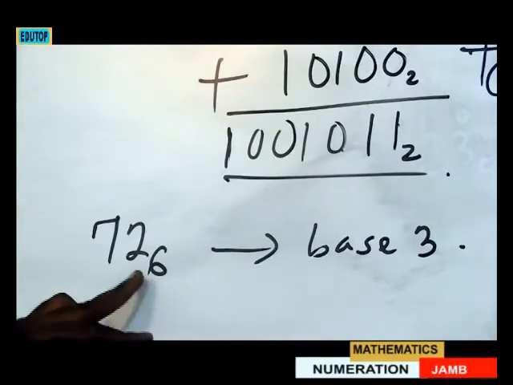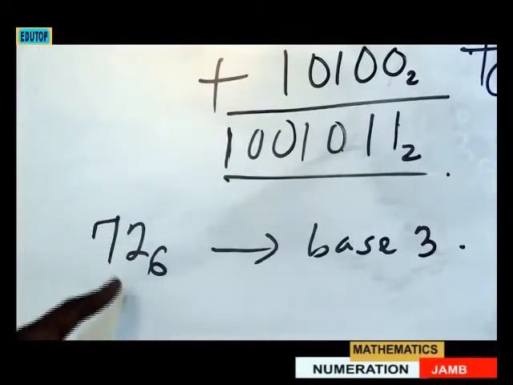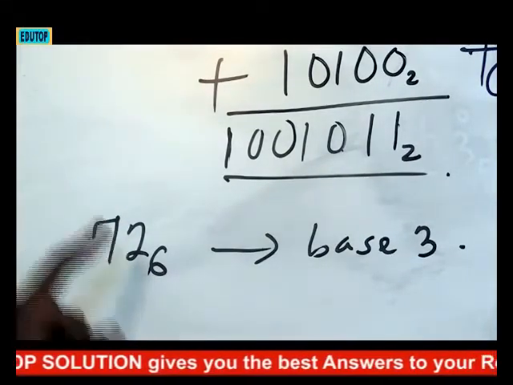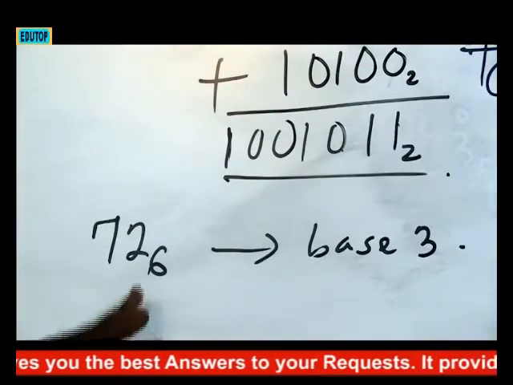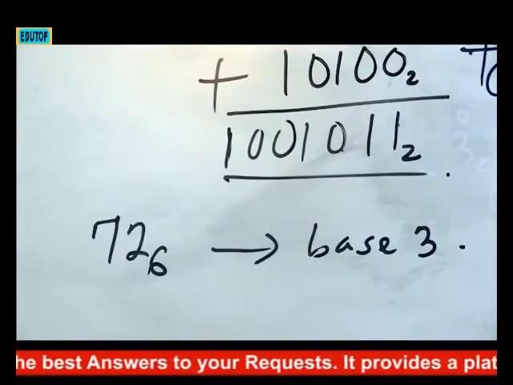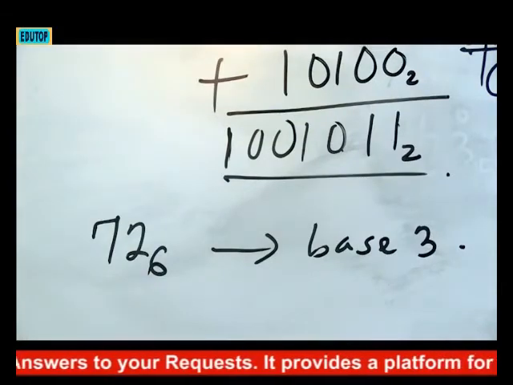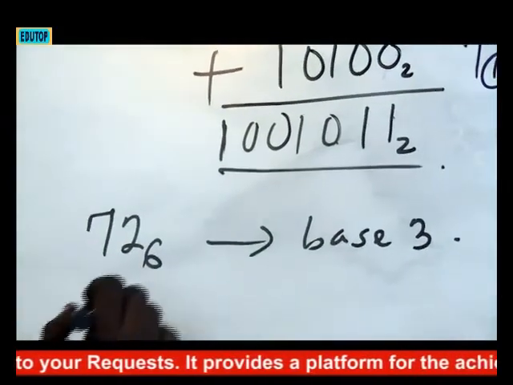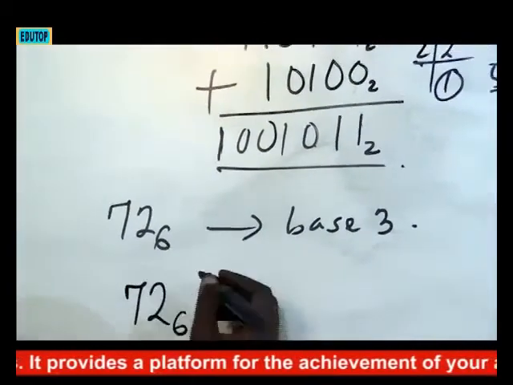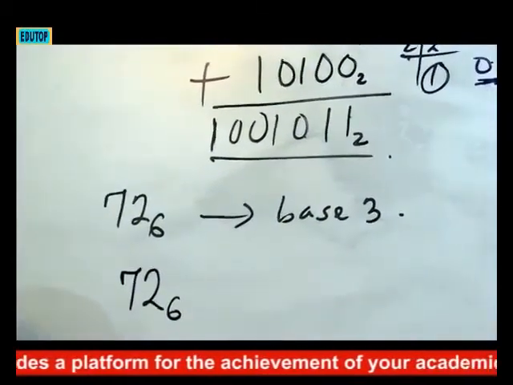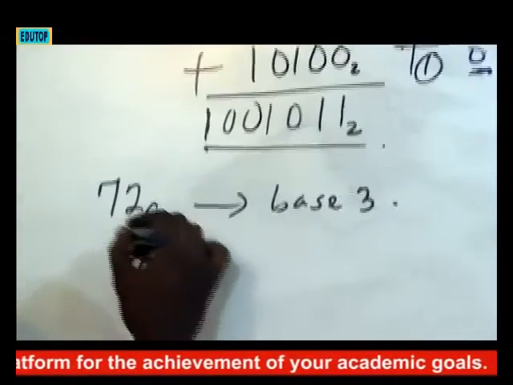But if this one is in base 10, just like the one that was solved previously, we can convert directly to base 3. But in this situation, this one is in base 6. We cannot convert directly to base 3. Instead, we convert to base 10. So how do we convert this to base 10? 72 base 6. Just like the way I did the previous, we put 0, 1 here.